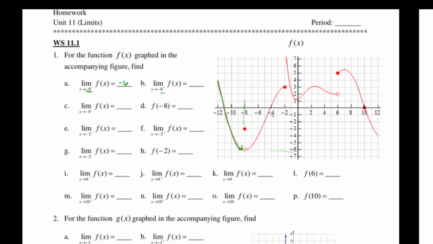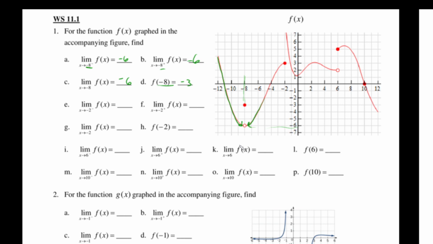From the positive side, that's pretty much the same. It'll be approaching -6. Then that means because both values agree with each other, as x approaches -8 from both sides, the y value will approach -6. And the function of -8, the defined point, would be this point right here, which is -3. And then everything else is pretty much the same.